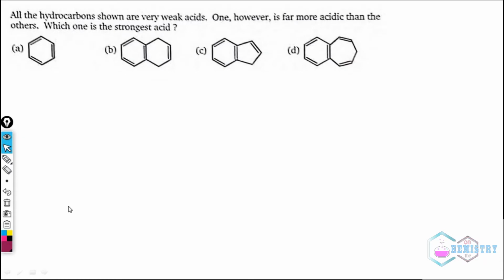Now when you come to the first problem, the first problem is pretty basic. All the hydrocarbons shown are very weak acids. We all know that. One, however, is far more acidic than the others. Which one is the strongest acid? Hence, one of these will release a hydrogen ion to form a carbanion, which will be stable. So that carbanion must be an aromatic compound.